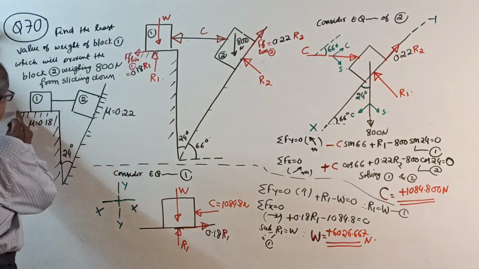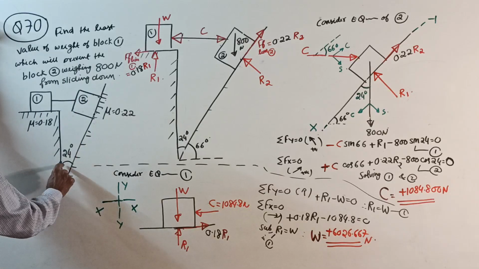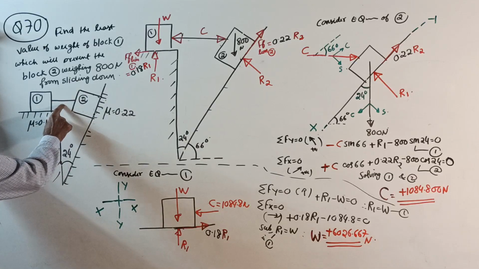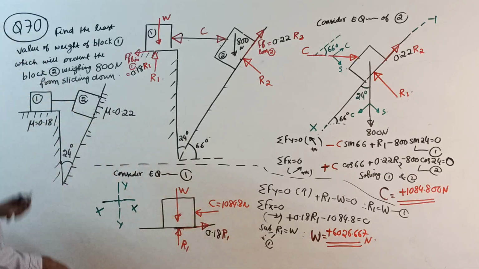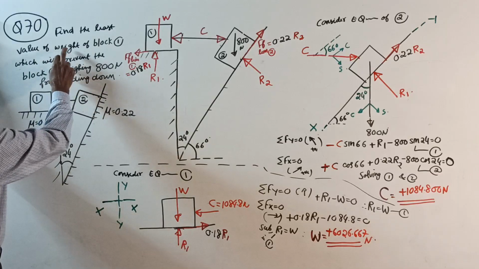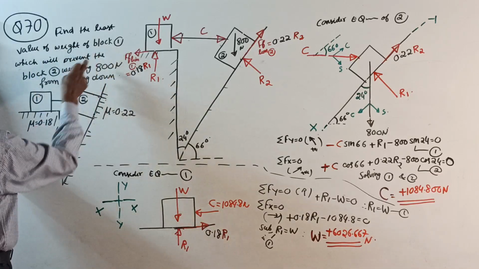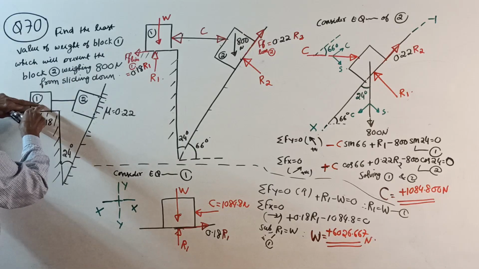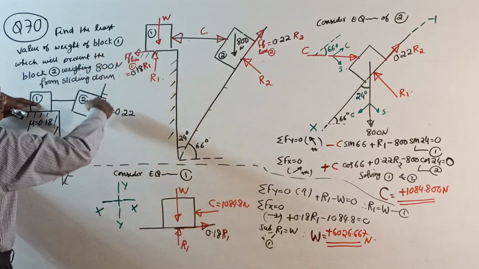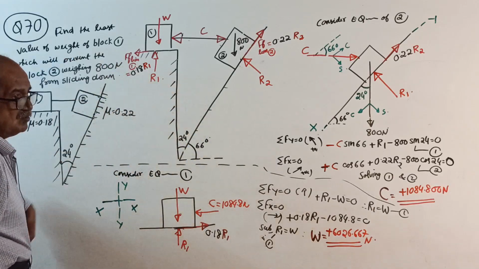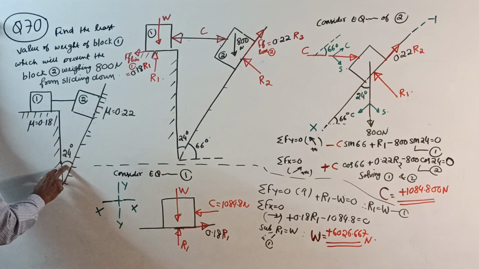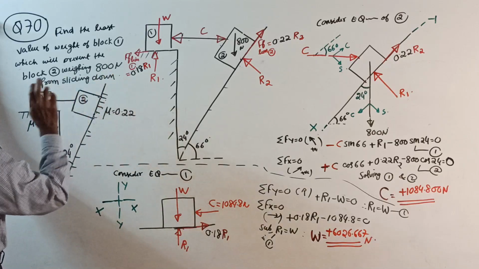There is one horizontal plane here and one inclined plane. This is 24 degrees, given. Now, a connecting member is there. Whether it's a rod or cable, you can make out later. It is not given. Find the least value of weight W of block 1, which will prevent block 2 weighing 800 Newton from sliding down. Now, this mu is 0.22, this mu is 0.18, 24 degrees. This weight is 800 Newton.